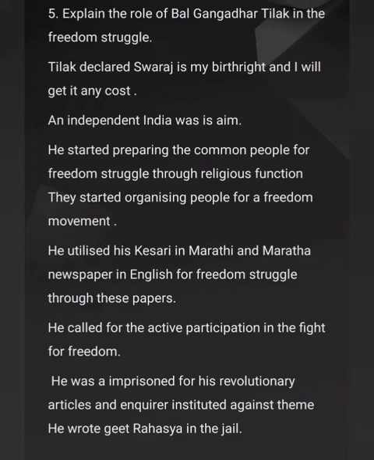He utilized his Kesari in Marathi and Maratha newspaper in English for the freedom struggle. Through these papers he called for active participation in the fight for freedom. He was imprisoned for his revolutionary activities, and an inquiry was instituted against him. He wrote Geeta Rahasya in jail.